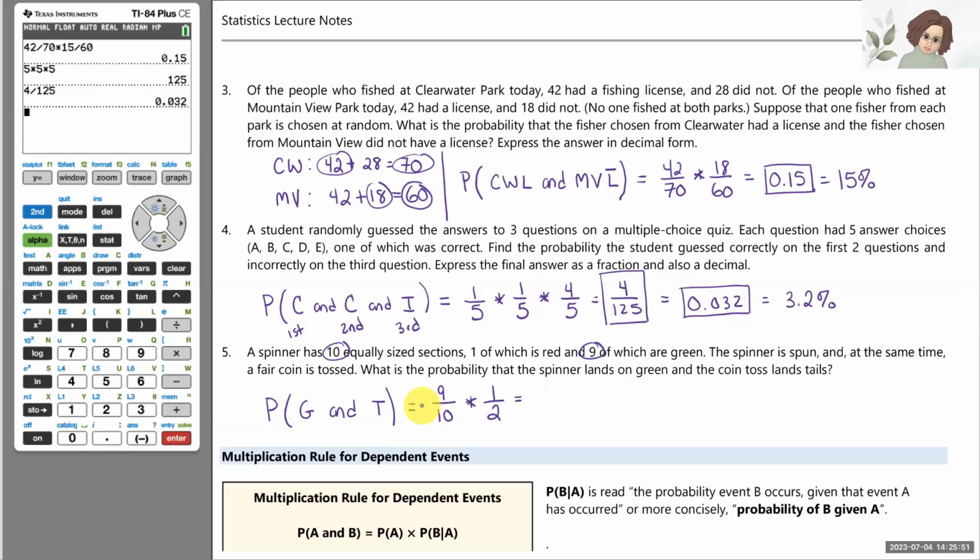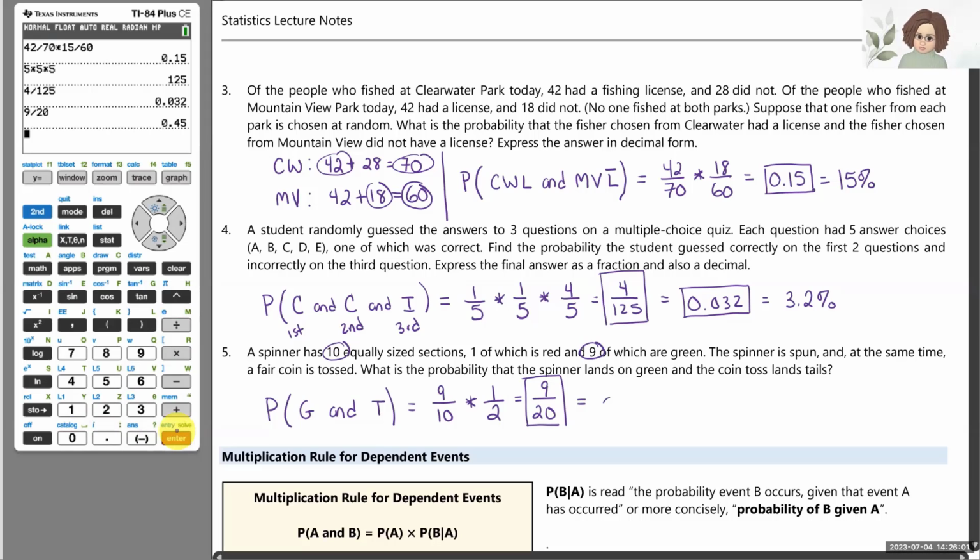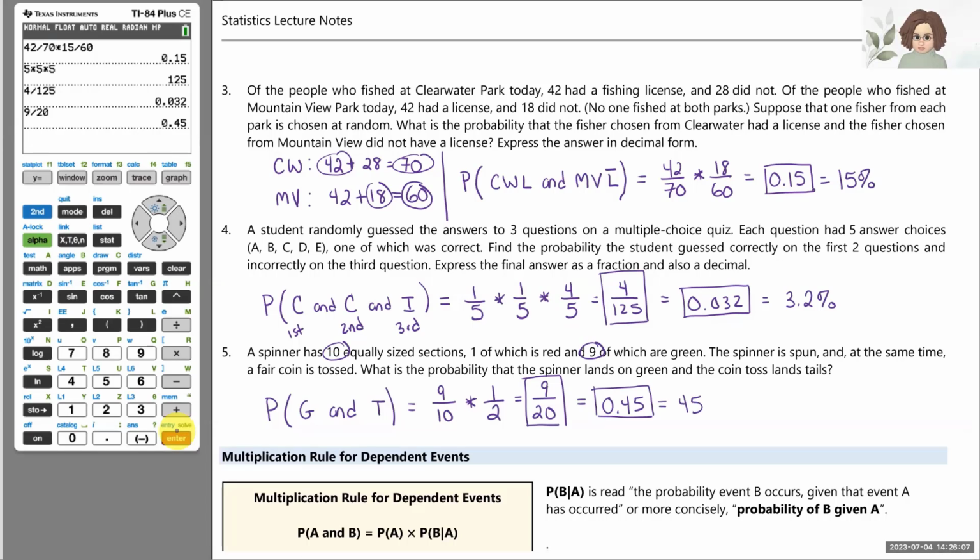And I'm just writing this one again as a fraction. Multiply numerators, multiply denominators. So that would be a fraction answer. And then I'll go ahead and write that as a decimal. So 0.45. And then finally, to speak it, 45% chance the spinner lands green and the coin lands tails.